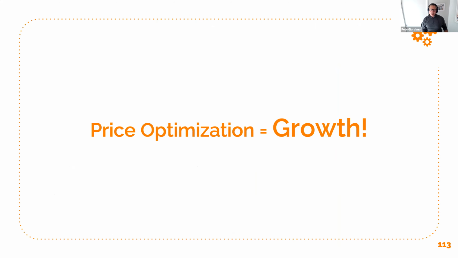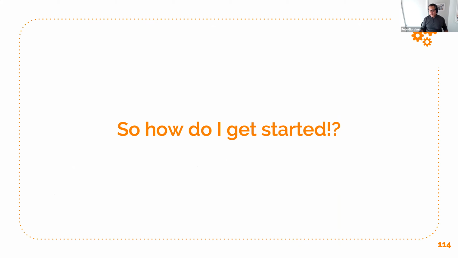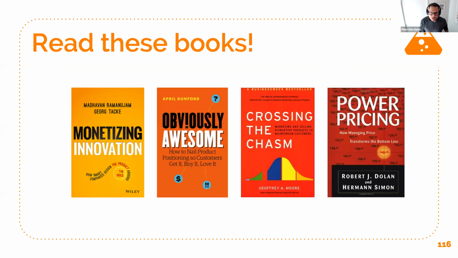So we talked about optimization and growth. You might be thinking, like, how the hell do I get started? The first thing to do is go read these books. I actually have a Cliff Notes version of Monetizing Innovation. I did my own kind of Cliff Notes summary of it that I'll shoot over to Peach and she can share with you. But I highly recommend each of these books.